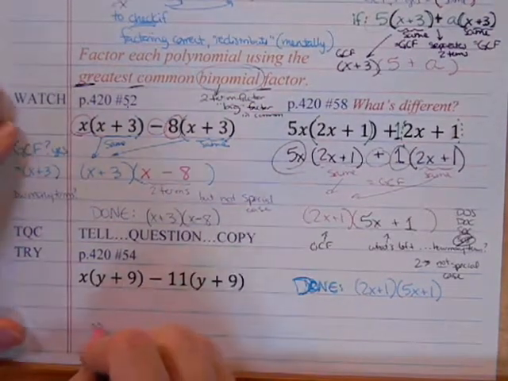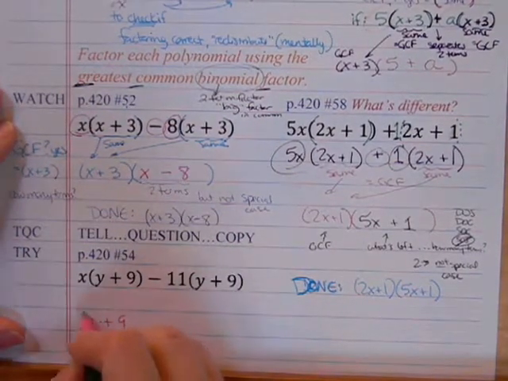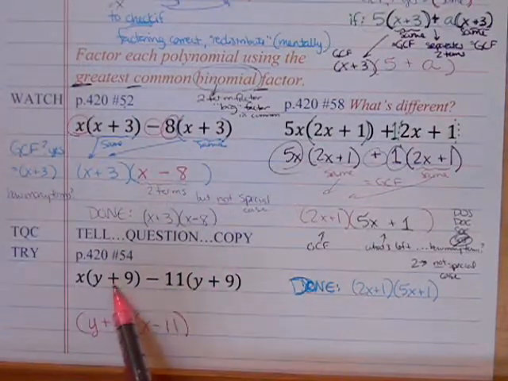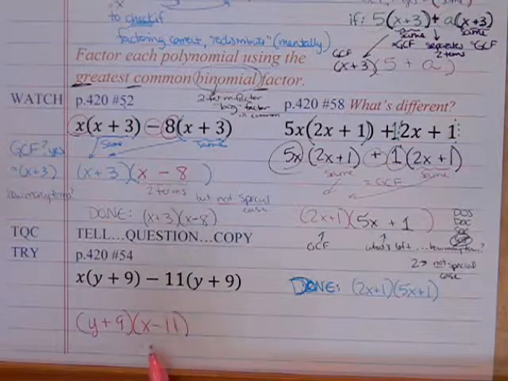So the finished factored version of this one is y plus 9 times x minus 11. The GCF they pulled out was y plus 9, leaving behind the x minus 11. X minus 11, 2 terms that don't match any of the special forms, DOS, DOC, SOC. Of course, SOS doesn't have a special formula that you can factor into.